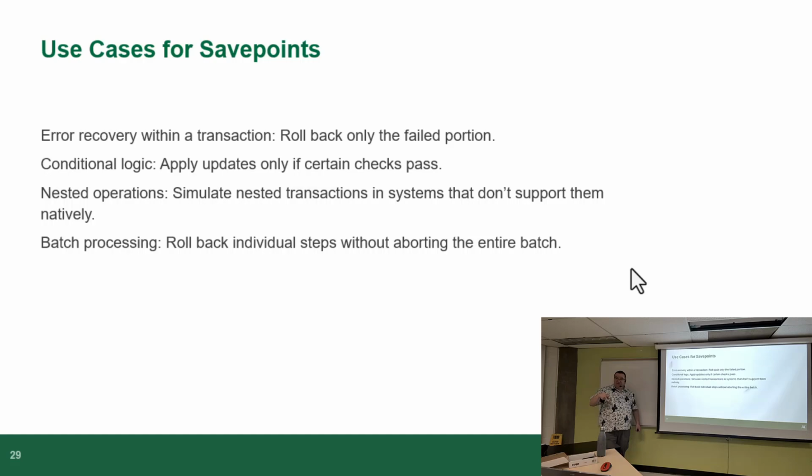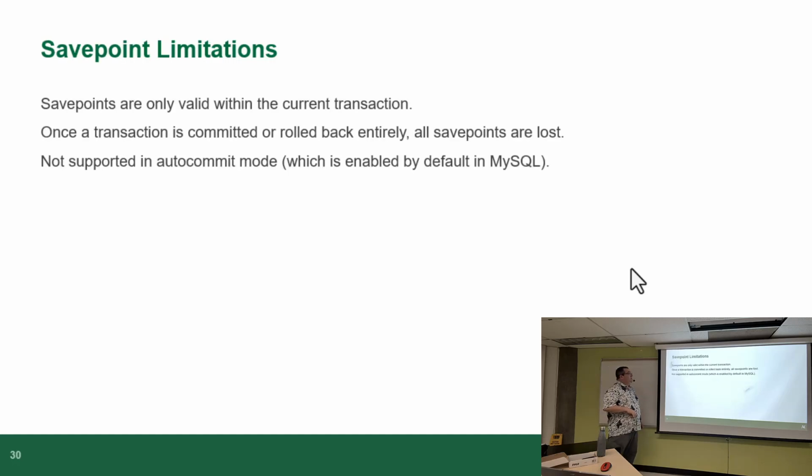Nested operations, sometimes you need to nest transactions, and that's really dangerous actually. Batch processing, maybe you have a huge batch, like tens of thousands of things you need to update, and you can do parts of it. So for example, you update account A, you update account B, you go to update account C, it fails, so you roll back that checkpoint, then you update D, E, roll back E, F, G, and commit. So you can choose to undo parts of it. But then you have to keep track of what failed, and that's not so great.